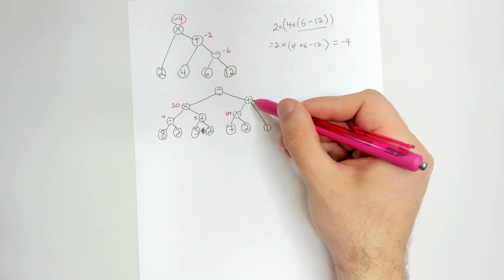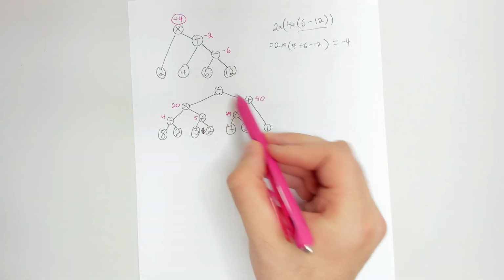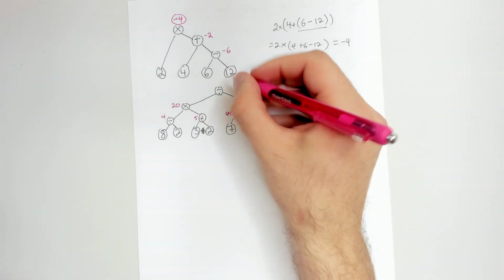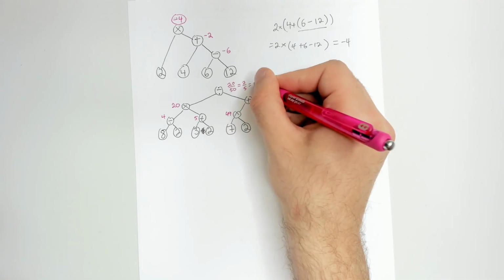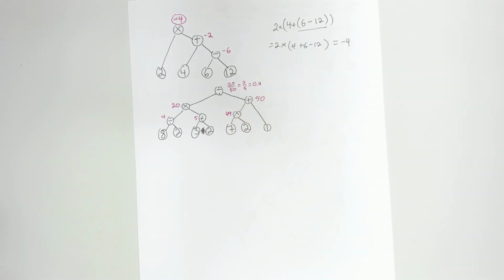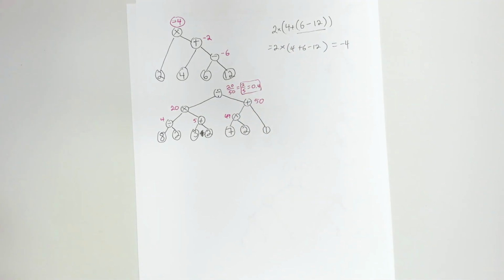And 49 plus 1, that is 50. Now we're looking at 20 divided by 50. 20 divided by 50, that is 2/5 or 0.4. So we could do either of these for the answer. So once again, not bad, right?